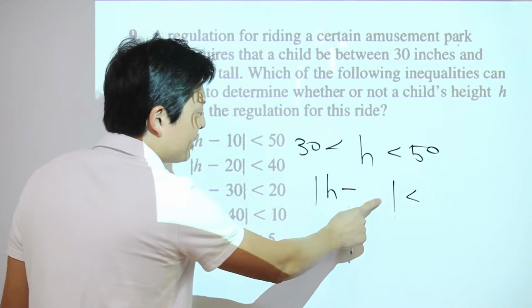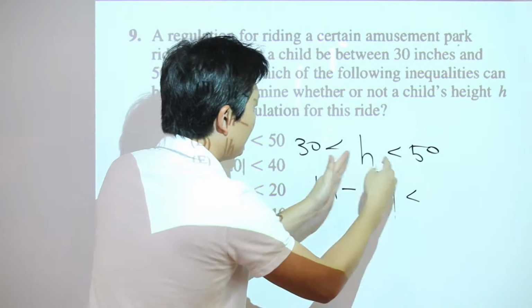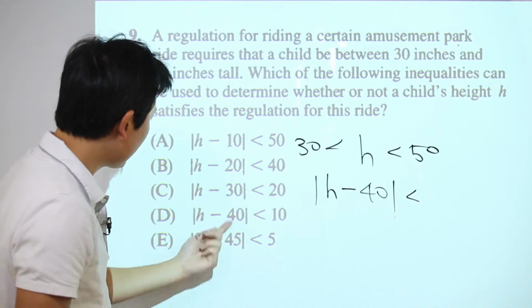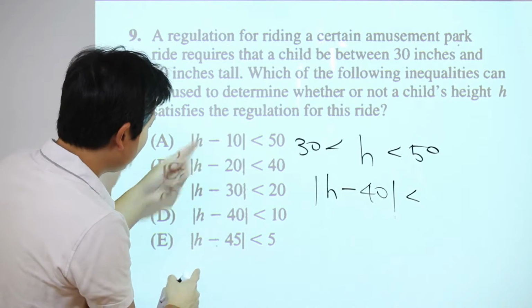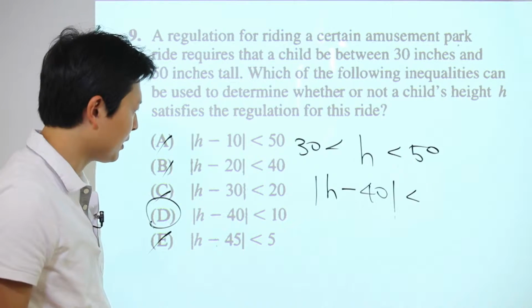Now, how do you get these two numbers? For this number, all you need to do is find the exact middle between these two. Between 30 and 50 is 40. So 40 goes right there. And so you look for the 40. There it is. Nothing else says 40, so you can cancel everything else off. D will be the correct answer for this one.